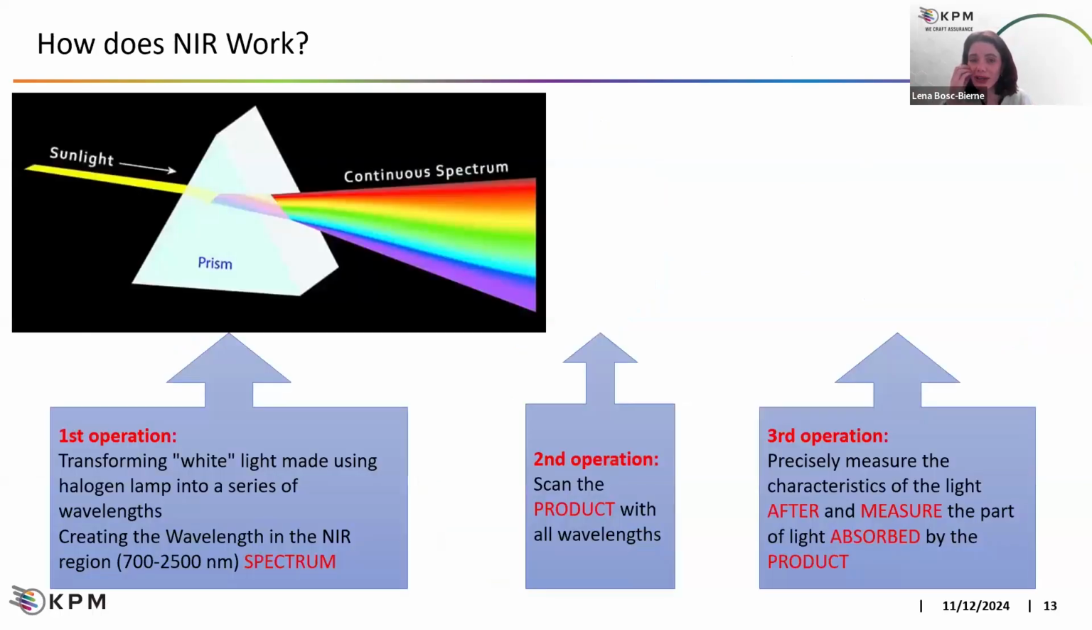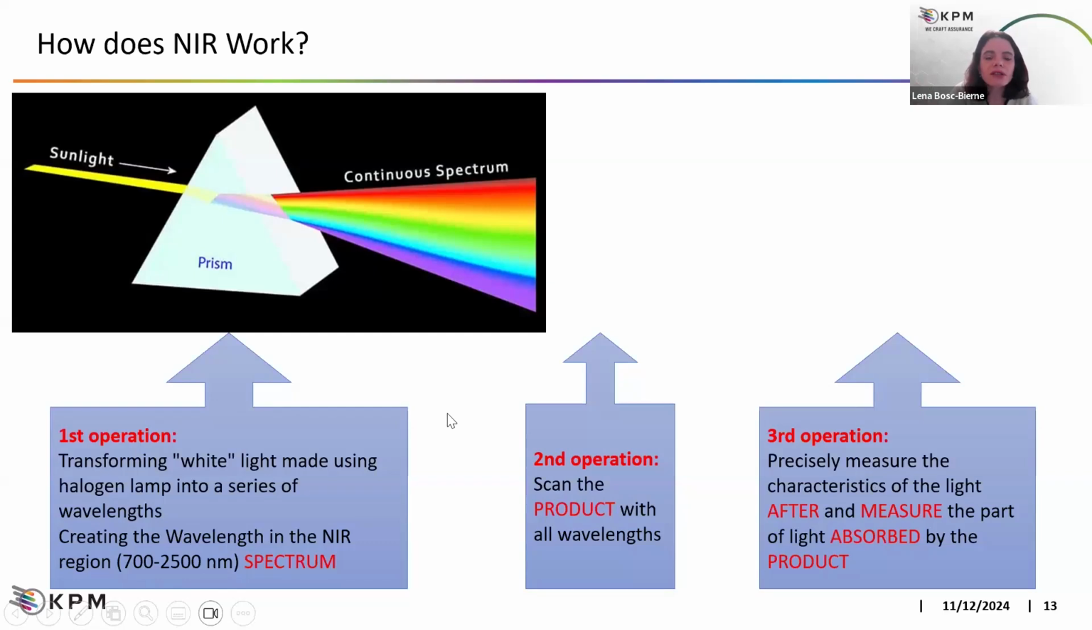So how does that work exactly? Well, the first thing is that we need to produce a light. Every NIR tool needs to produce light. And then we need to transform this light into a series of wavelengths. So we separate this light into many different wavelengths to create a spectrum. With an NIR instrument, usually we are between 700 and 2,500 nanometers.